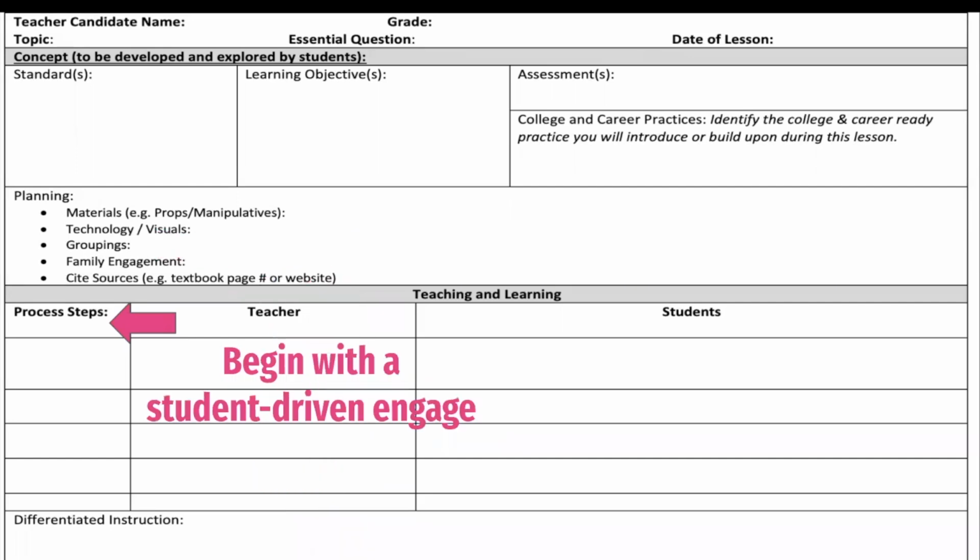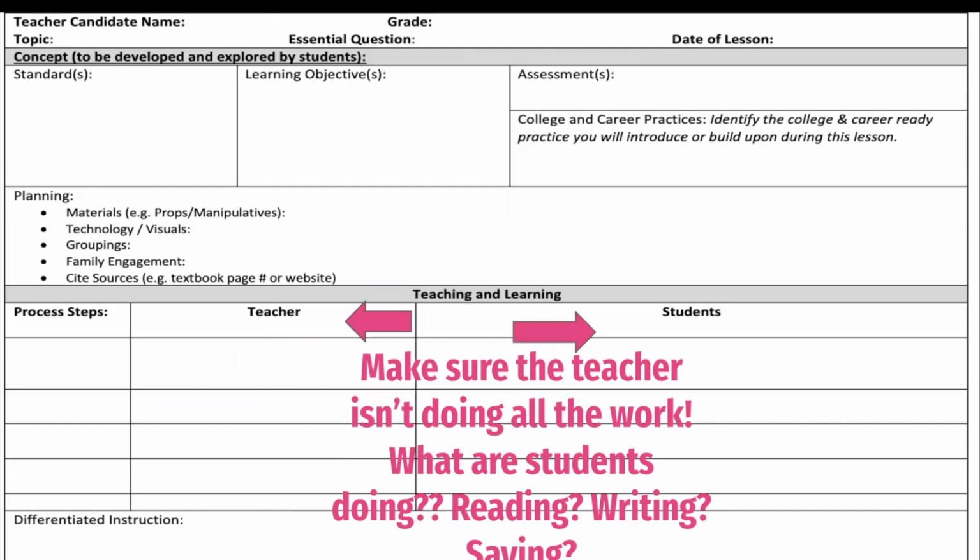I would always begin with a student-driven engage or some kind of anticipatory set where the students are engaging in the topic area. On the student side, make sure the teacher isn't doing all the work. So you really do want to, for good classroom management, know where the students should be sitting, what tools they should have out, what are they doing? If you are lecturing for 5 minutes, what are the students doing? If you don't give them specific directions, they will not pay attention.